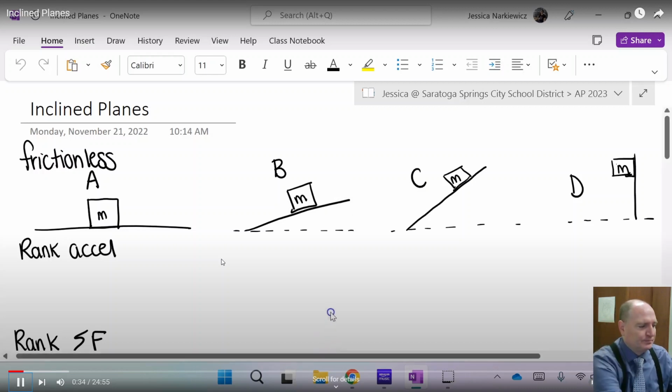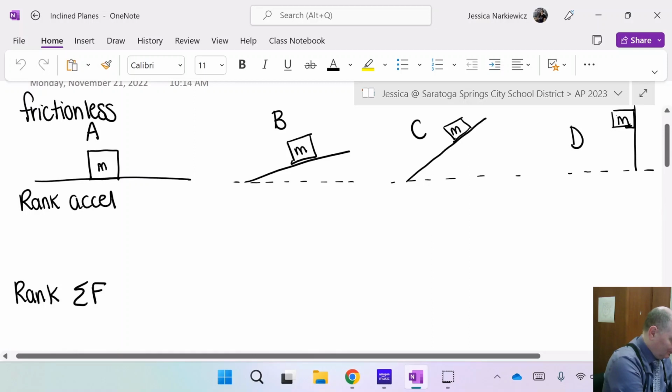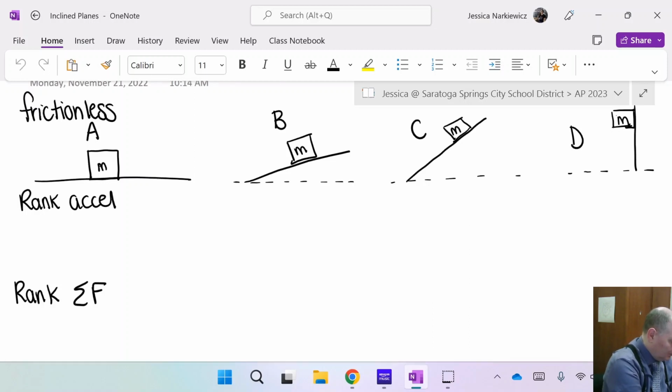So what I want you guys to do is to think about how could we rank the acceleration of these objects, and how could we rank the net force of these objects? So go ahead and pause the video and take like a minute or 30 seconds or so to do that.